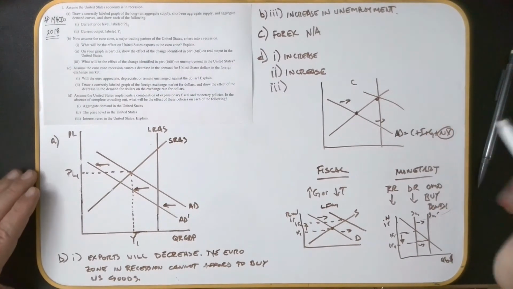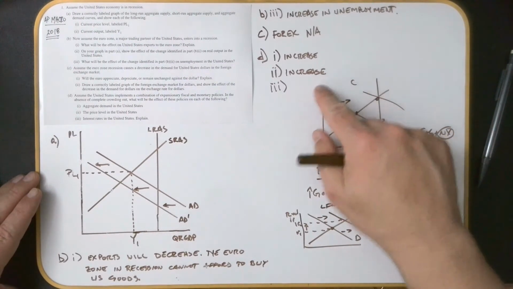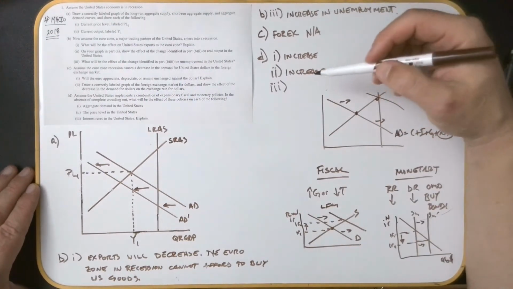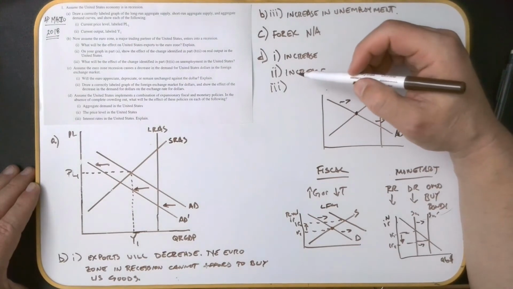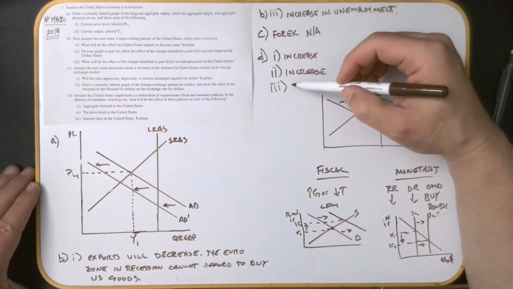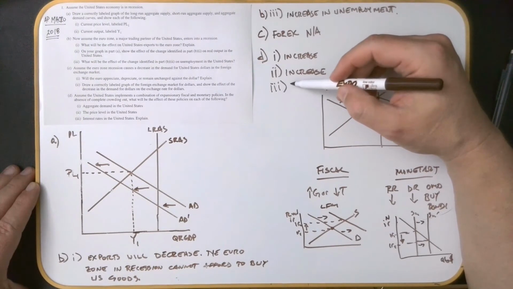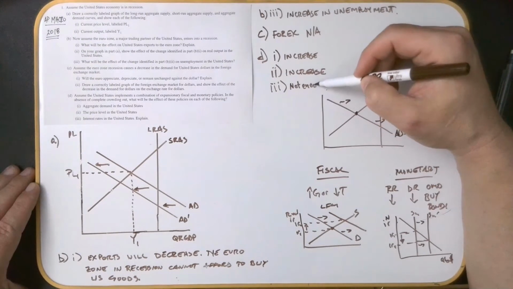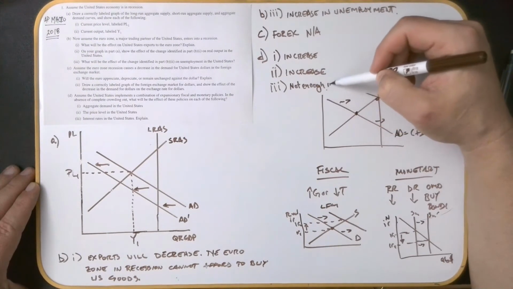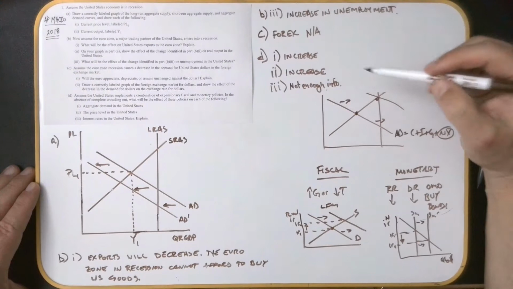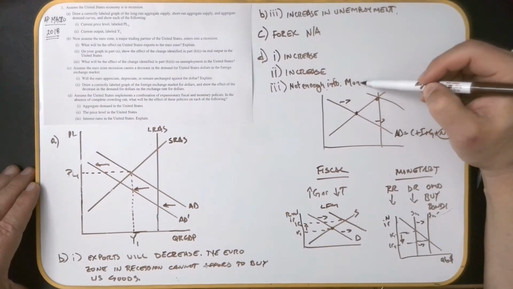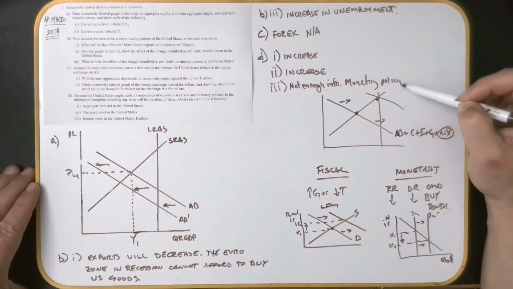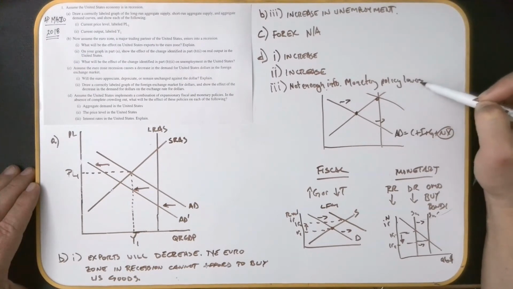Okay, and so, let's see. We'll just cut the top off of there and fit this in here. So, what happens to interest rates? We're going to say not enough information. Or you can say unknown. We're going to say not enough info. And to explain, you can say monetary policy lowers interest rates.